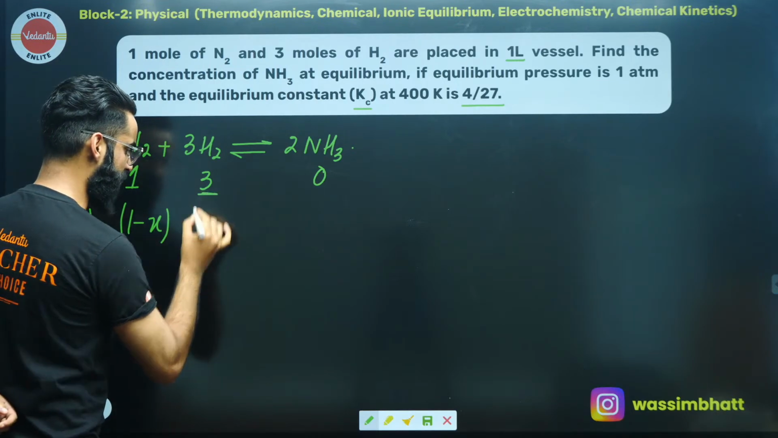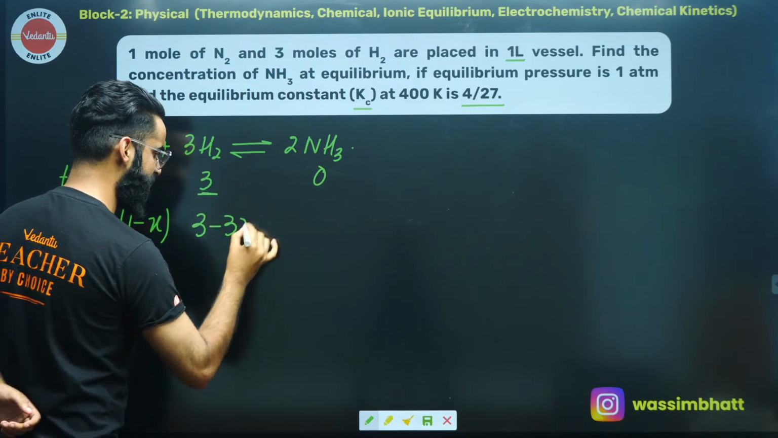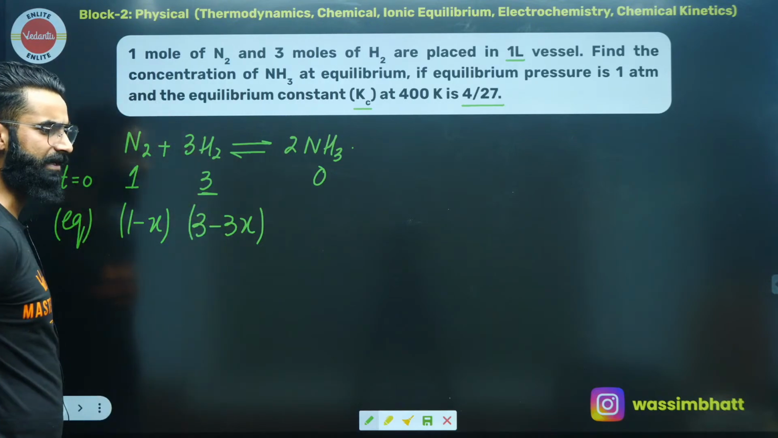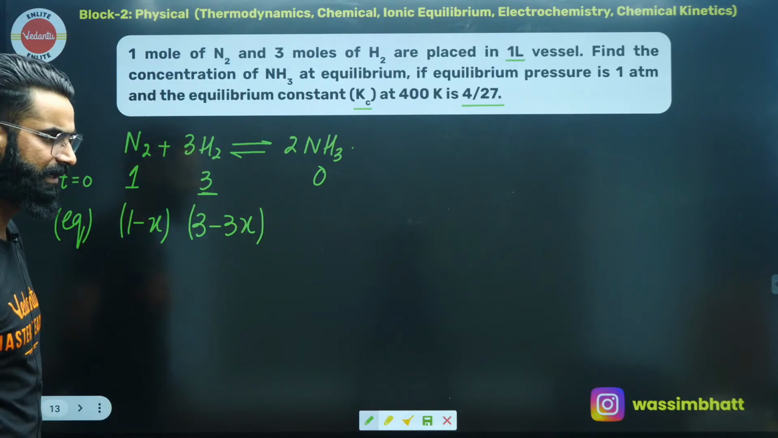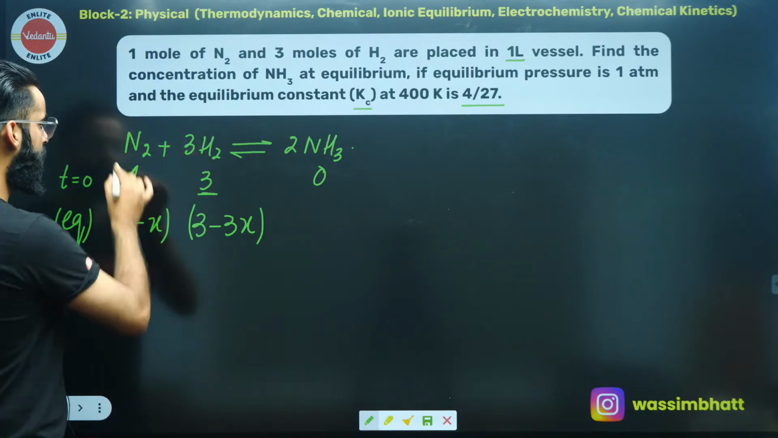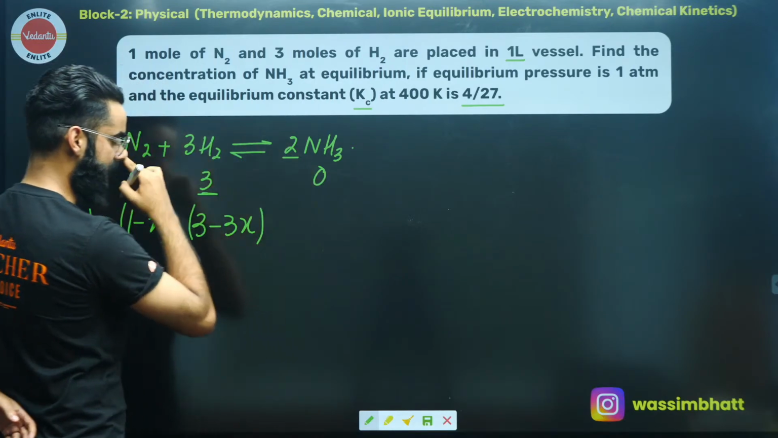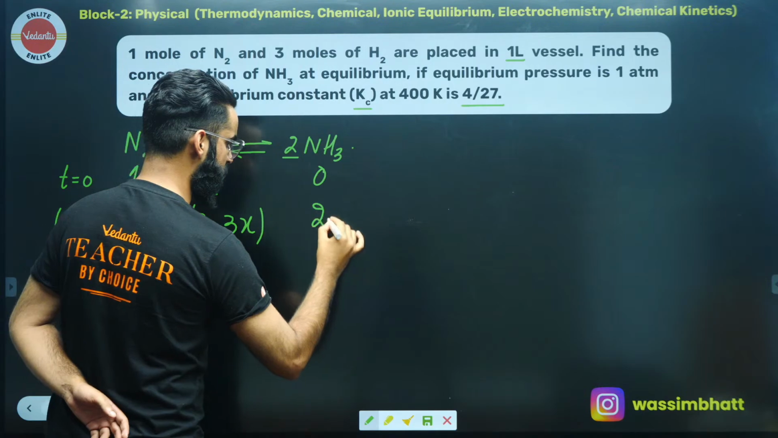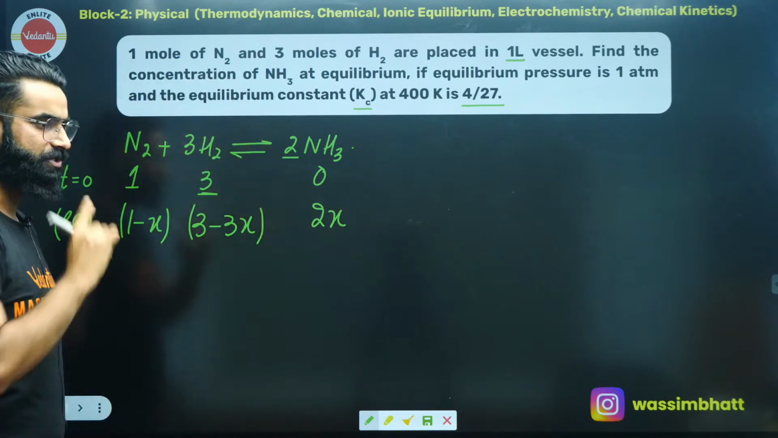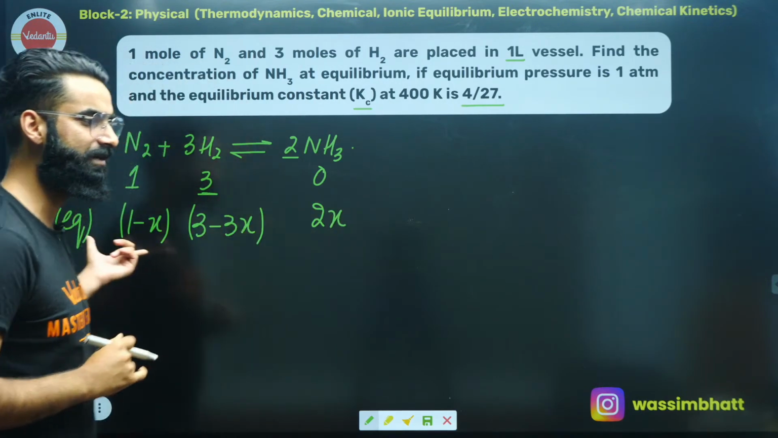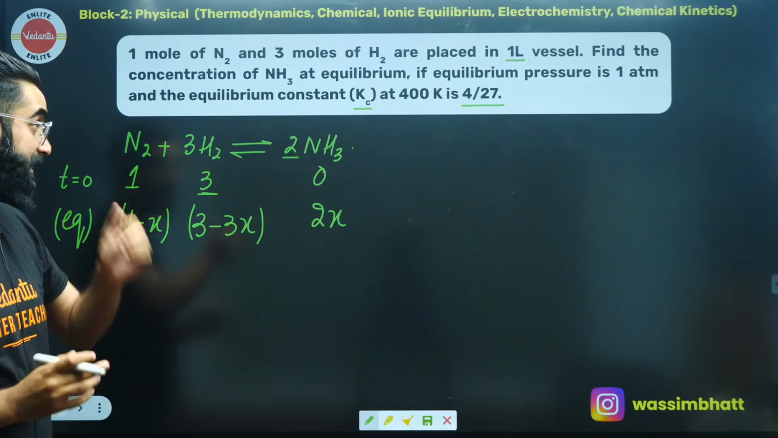So I had taken some 3 moles. Out of 3 moles, there are some 3x moles which are reacting. So I'll be left with 3 minus 3x moles of H2 in the container at equilibrium, right? Now, 1 mole of N2 gives 2 moles of NH3. So x moles are supposed to give me 2x moles of NH3, right? So these are basically the moles of each reactant and product which I got at equilibrium.